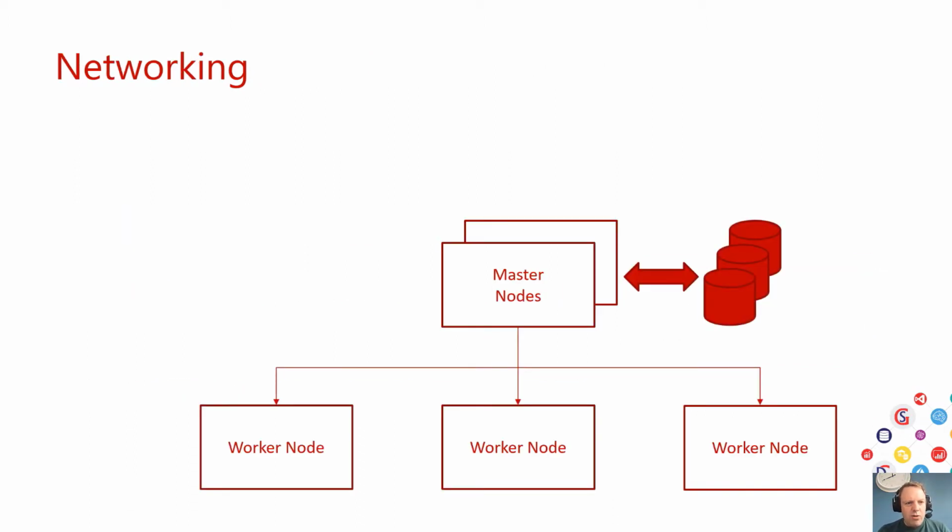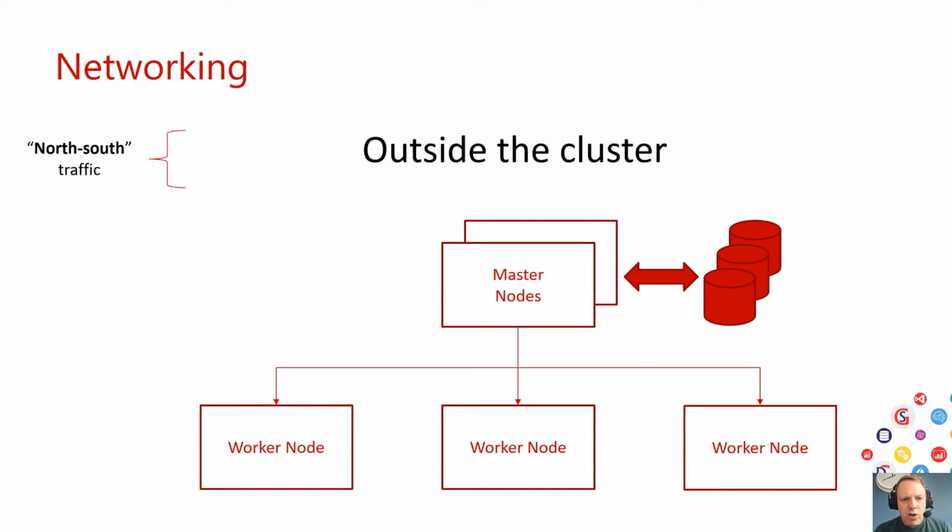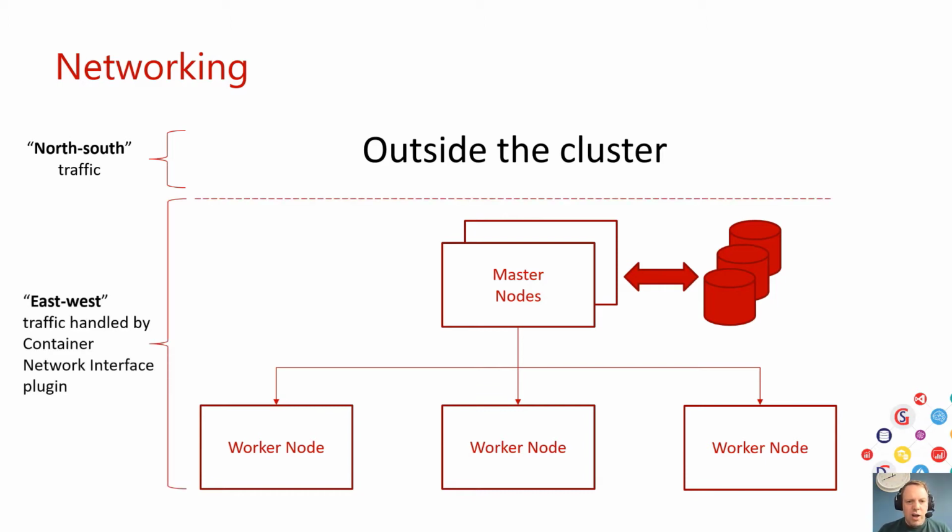Networking. In the world of Kubernetes, there's two types of networking. There's networking that services access to your cluster from the outside world. The traffic that is involved with this kind of network is colloquially referred to as north-south traffic. You then have network traffic that's internal to your cluster. This is commonly referred to as east-west traffic.